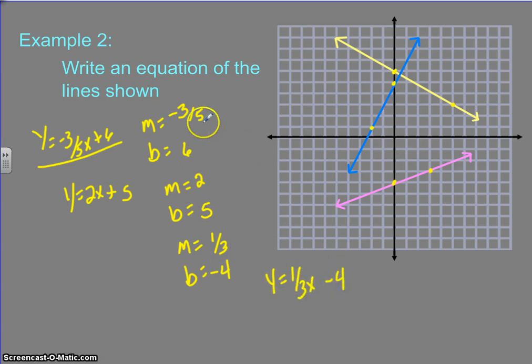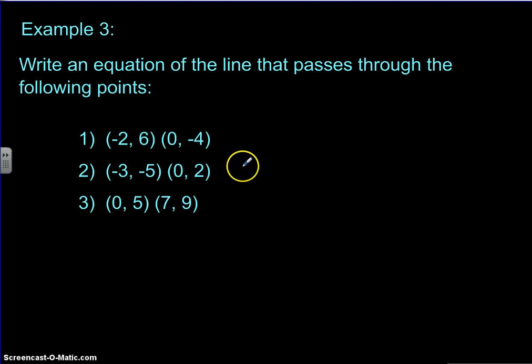Okay, so we've written the equation of a line given the slope and the y-intercept. Here we've looked at lines on a graph and found the slope and y-intercept and then wrote the equation. Let's look at what we're doing next. We're going to use 2 points to write an equation. So the two things we need are the slope and the y-intercept for each of these.